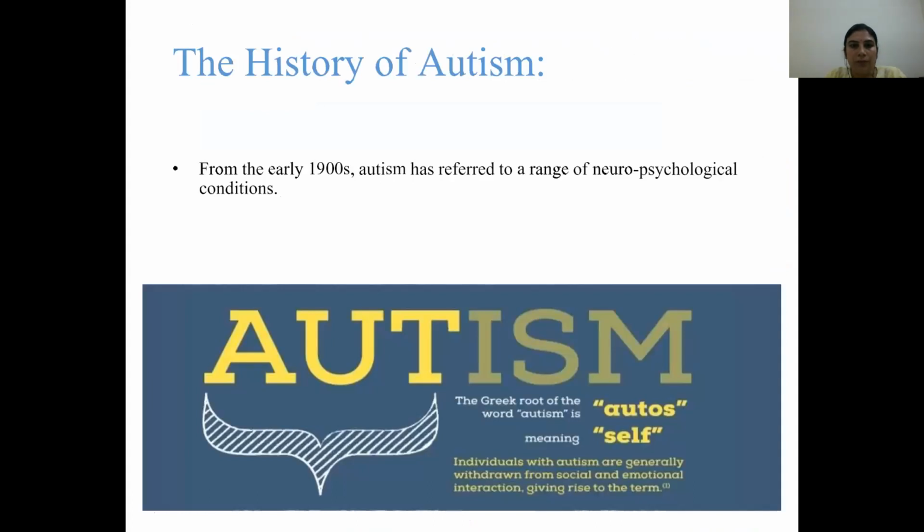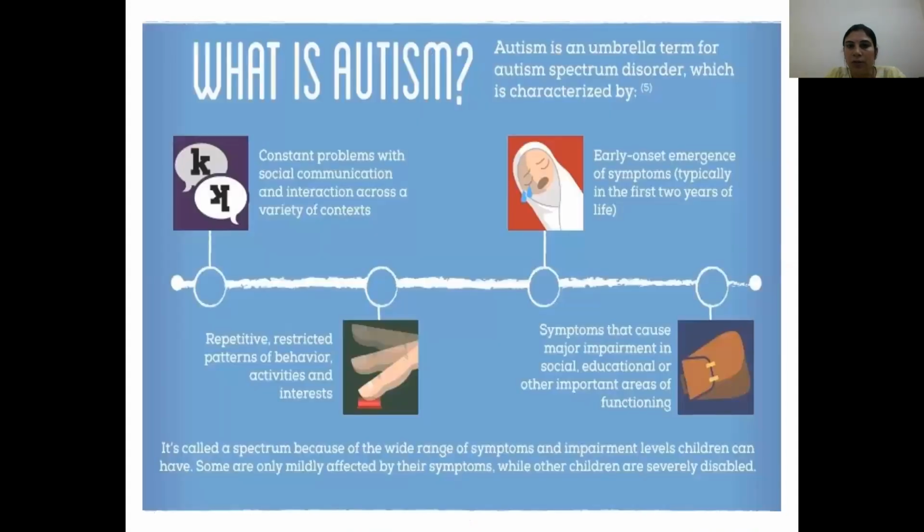The history of autism. From the early 1900s, autism has referred to a range of neuropsychological conditions. What is autism? Autism is an umbrella term for autism spectrum disorder, which is characterized by constant problems with social communication and interaction across a variety of contexts.